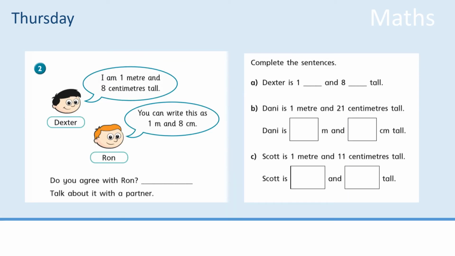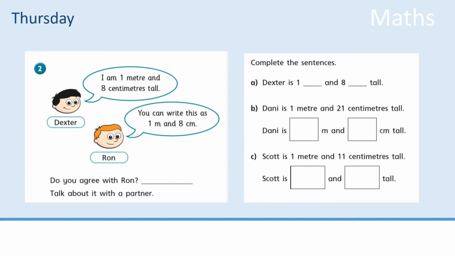So complete the sentences. Dexter is 1 and how many centimetres tall? Danny is 1 metre and 21 centimetres tall. So Danny is how many metres and how many centimetres tall? Scott is 1 metre and 11 centimetres tall. So we could write that as Scott is how many what and how many tall?